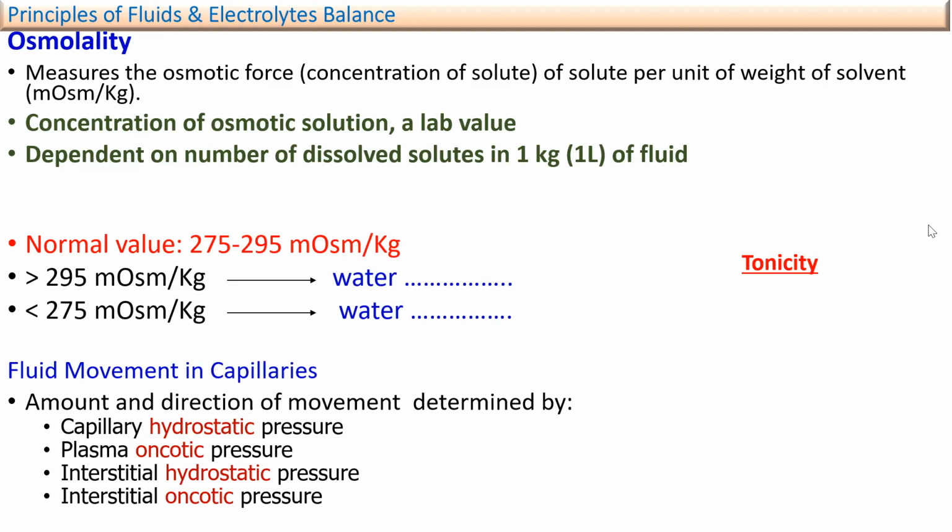The osmolality measures the osmotic pressure, which is the concentration of the solute or molecules per unit of weight of solvent. It is a lab value, dependent on the number of dissolved solutes in 1 kilogram or 1 liter of fluid. And usually these are sodium, glucose, and urea.